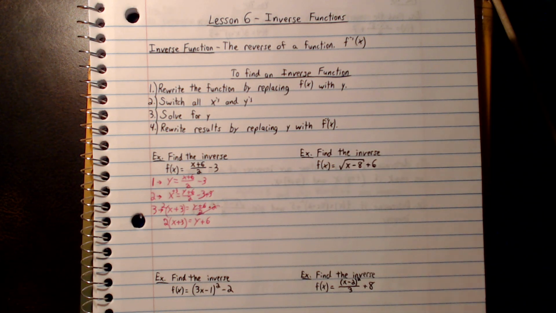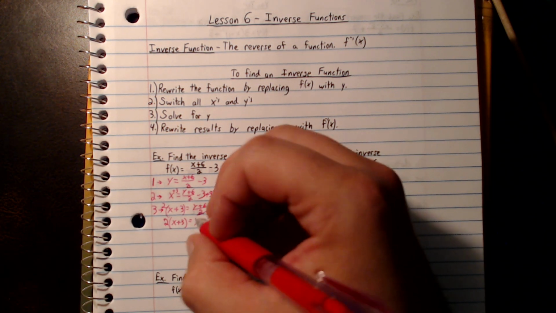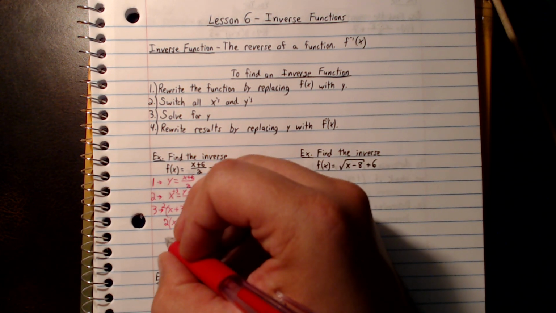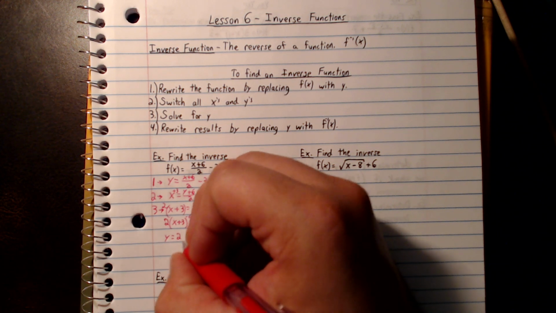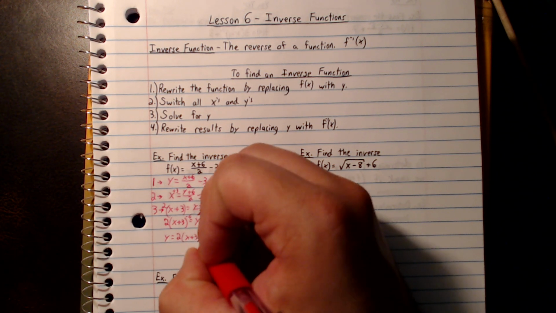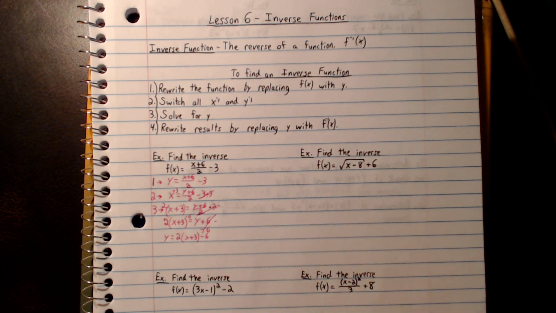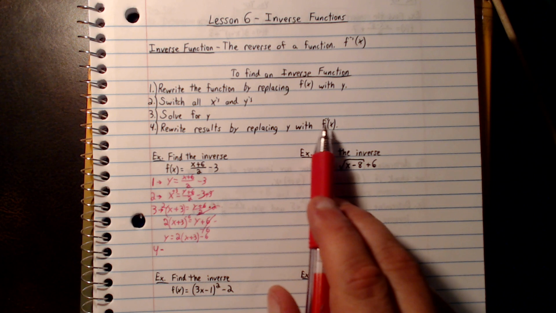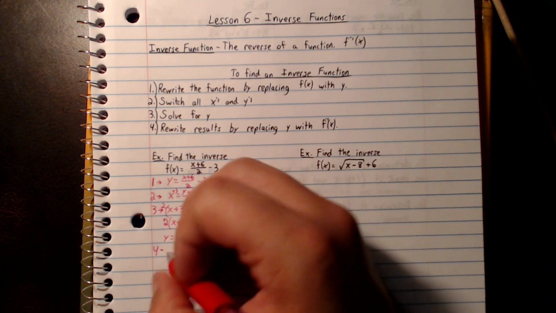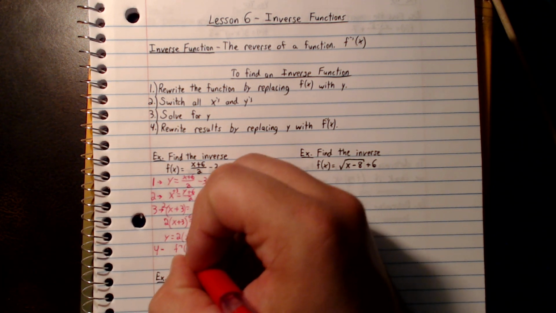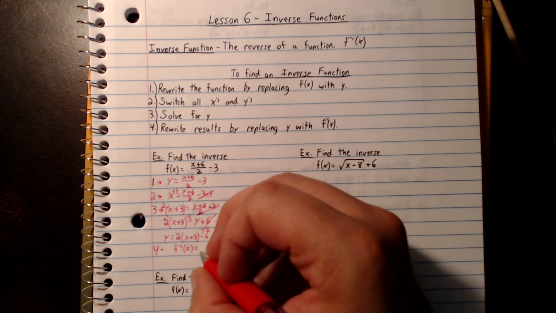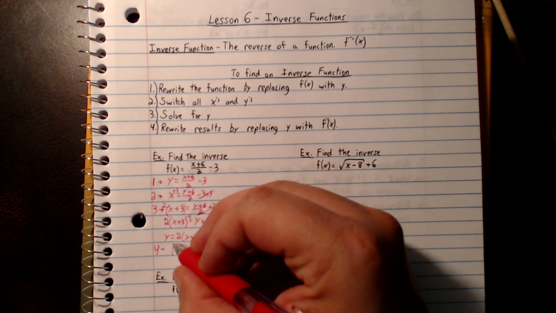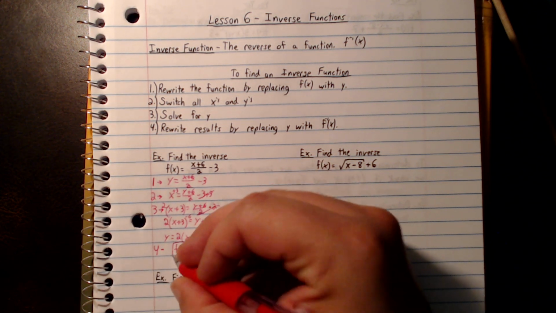And then finally, we will subtract 6 from both sides. So we end up with y equals 2 times (x plus 3) minus 6. Our fourth step, because we just solved for y, says replace y with f inverse of x. So I would write f inverse of x equals, and then again, 2 times (x plus 3) minus 6. That is the inverse function.